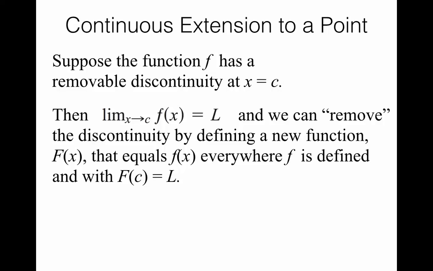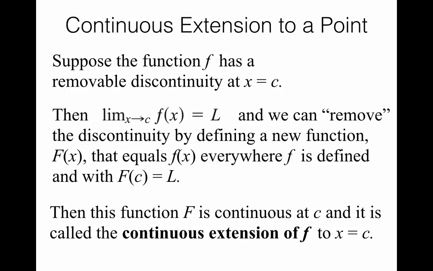We can fill in this little hole. In other words, we can remove the discontinuity by defining a new function called capital F of x, such that capital F of x equals little f of x everywhere f is defined, and then you define capital F of c to be equal to L. So therefore, the function capital F will be continuous at c, and we call this the continuous extension of f to x equals c. So by doing this, we can remove removable discontinuities.